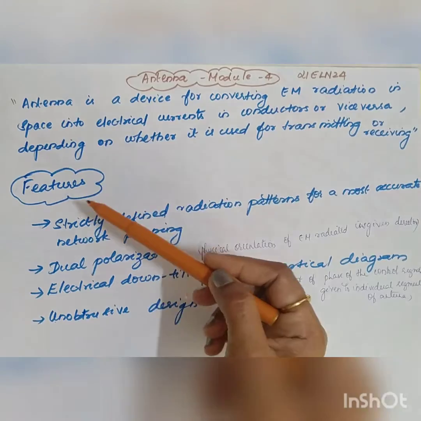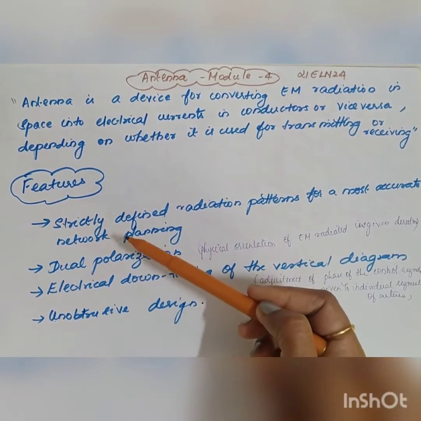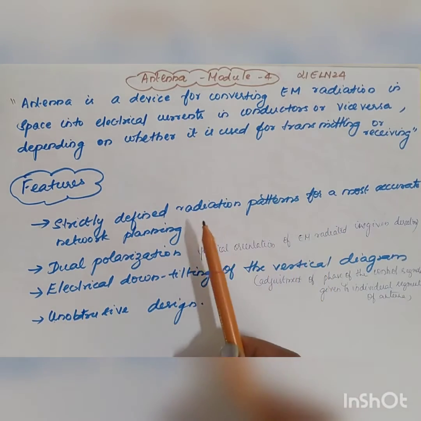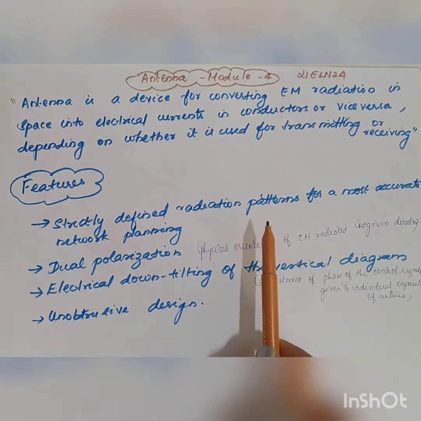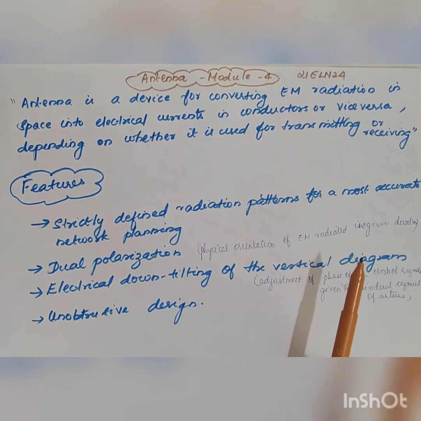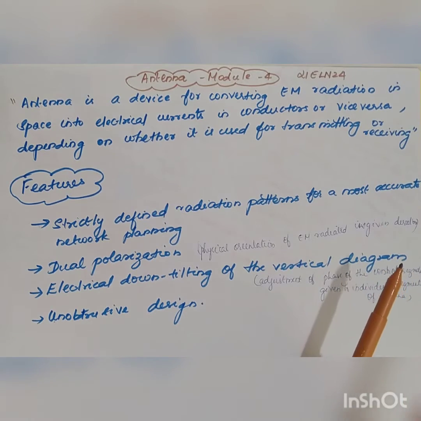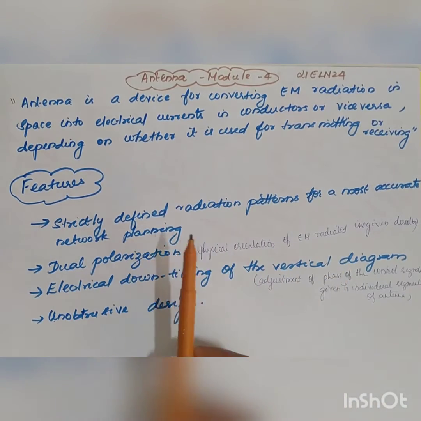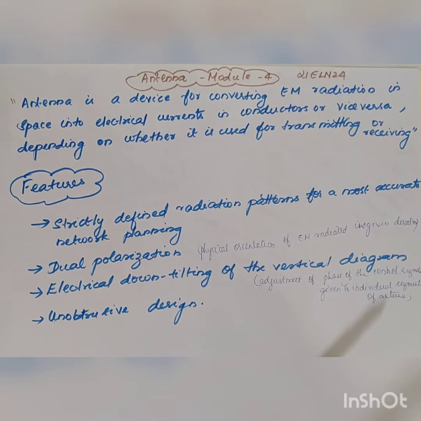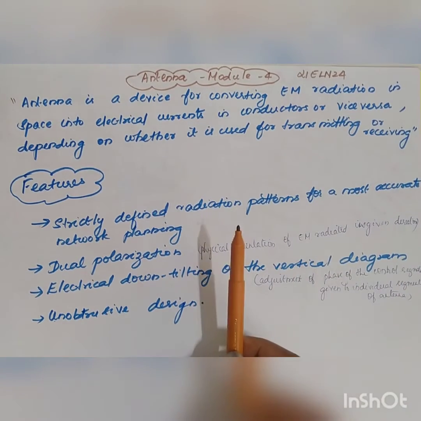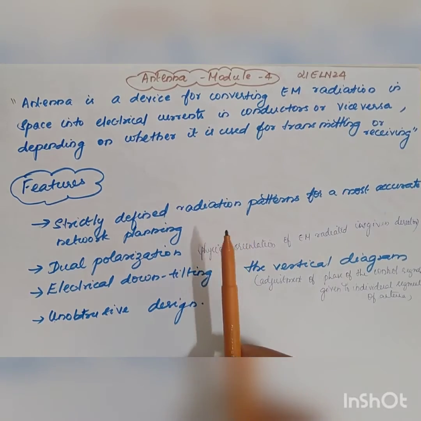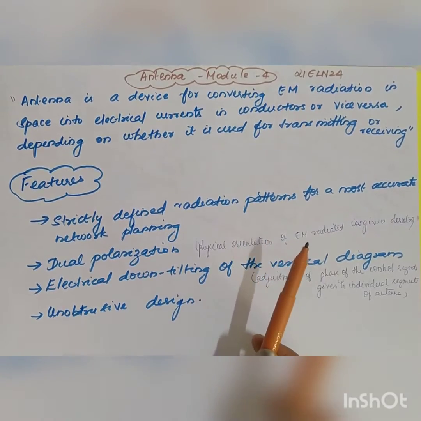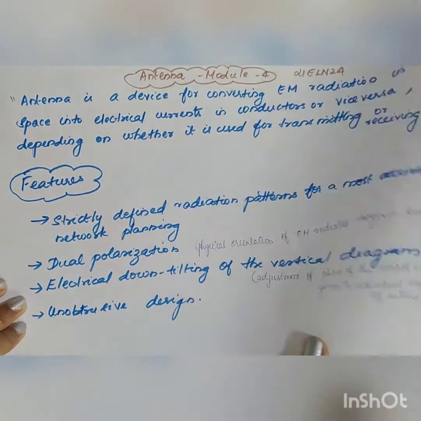Now, the main features that an antenna should contain: the first one, there should be strictly defined radiation patterns for the most accurate network planning. Second one, dual polarization. Polarization is nothing but the physical orientation of EM radiated in a given direction, so it should have dual polarization, both vertical and horizontal. Third one, electrical down tilting of the vertical diagram, which does the adjustment of the phase of the control signals given to individual segments of the antenna. And the last feature, it should have an unobtrusive design, that is, an attractive design.